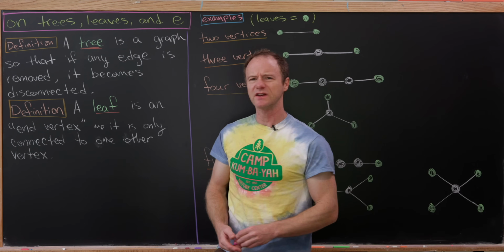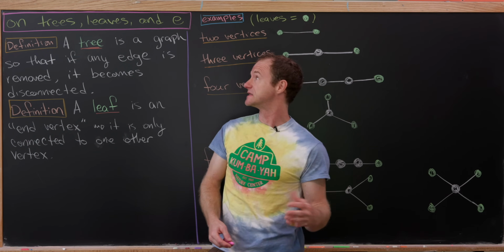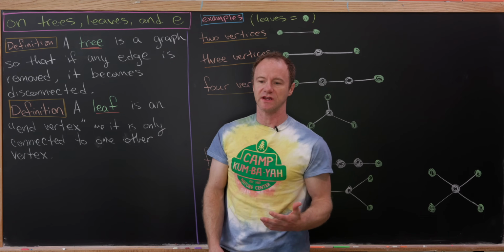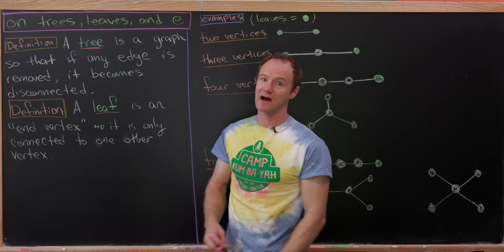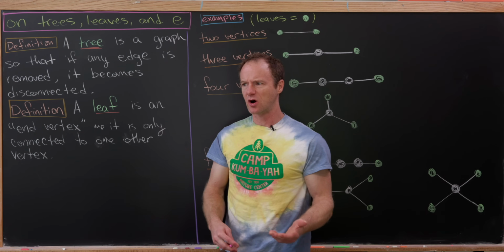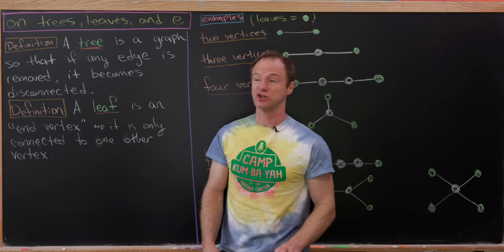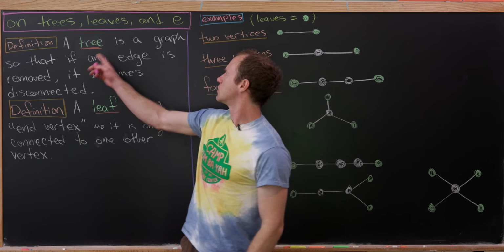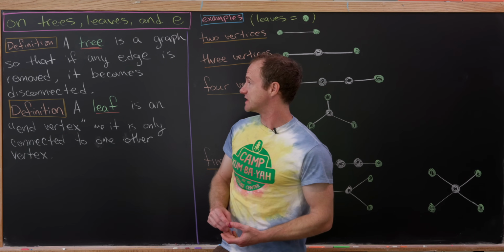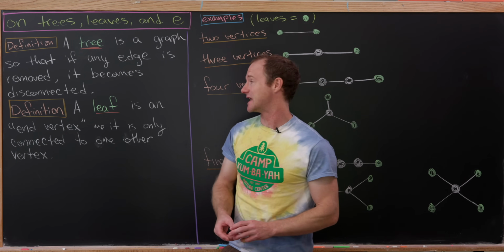Today I've got a really interesting video about trees, leaves, and the number e. So what's a tree? Well, in our setting it's a type of graph. Obviously it's also a potentially very large plant. A tree is a graph such that if any edge is removed, it becomes disconnected.